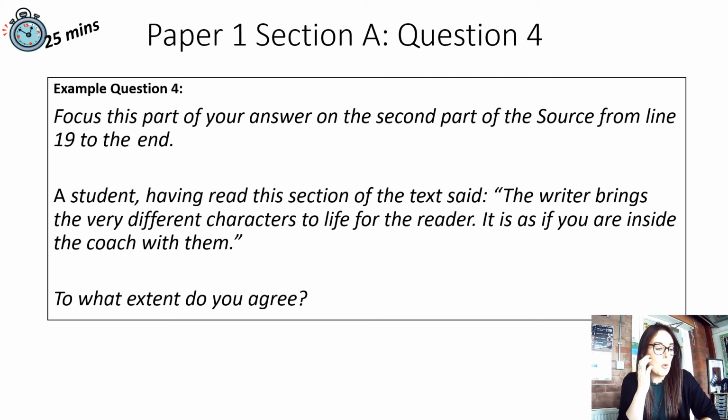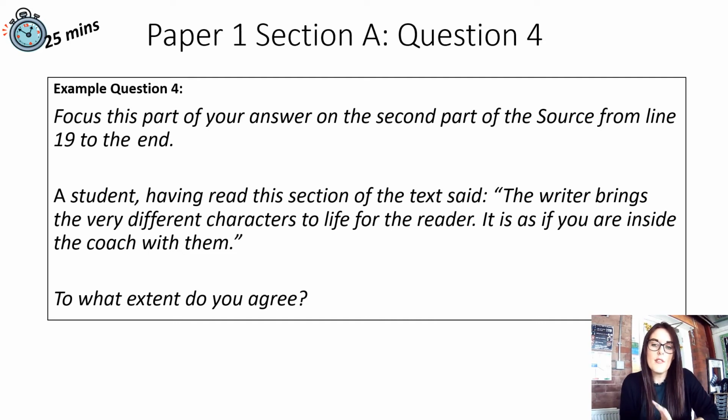You then want to make sure though that you've talked about the methods. So I agree the character comes to life because of the way the writer describes the characters using similes, metaphors, adjectives, dialogue, internal thoughts, whatever those techniques are, that's the second part of the answer. So have you responded to the statement? Have you talked about the writer's methods? And remember, they can be language or structural.